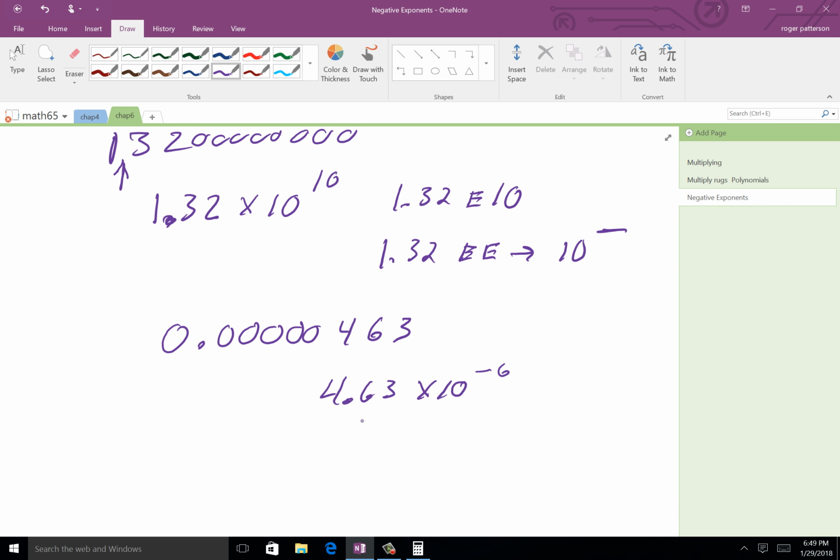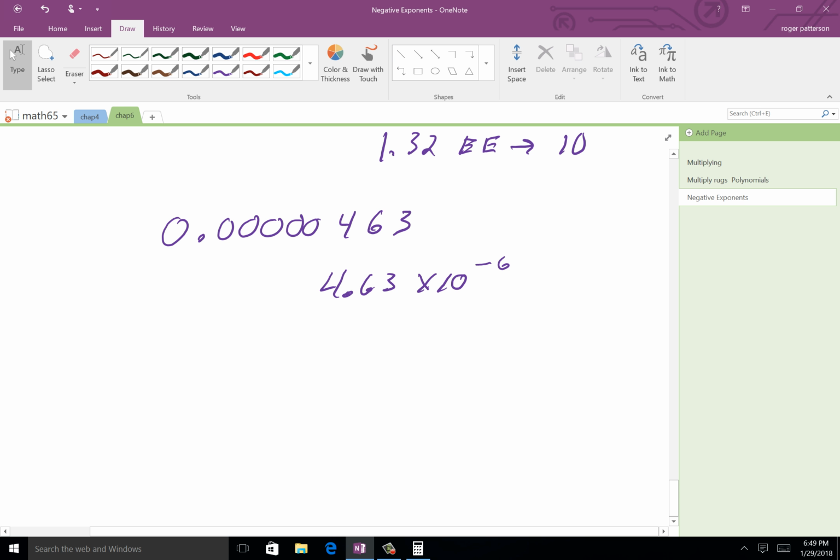So if you have a small number, you're going to have a negative exponent. If you have a big number, you're going to have a positive exponent. Kind of makes sense. All right, that's kind of how it works. There are some problems on this where you're going to add or multiply and divide. You can actually do that without even using a calculator.